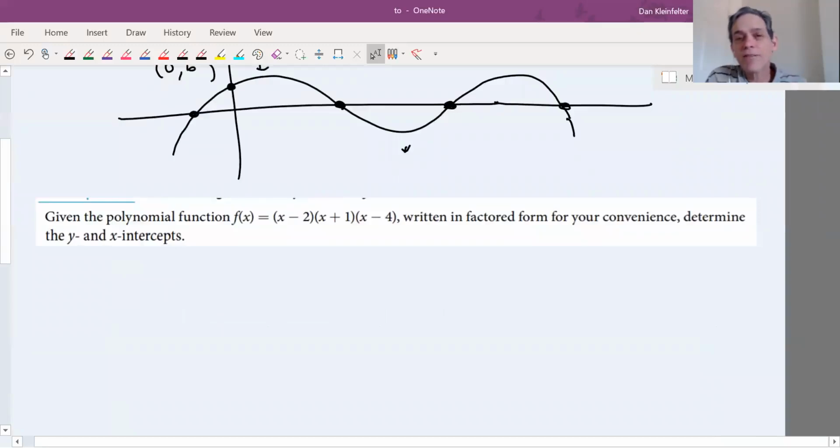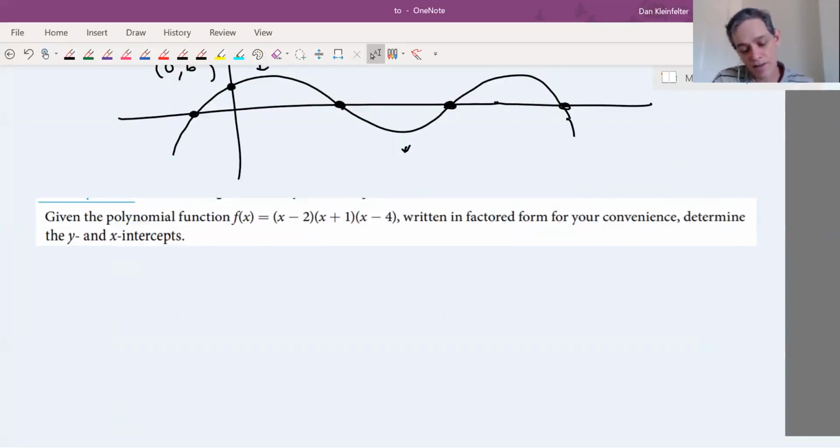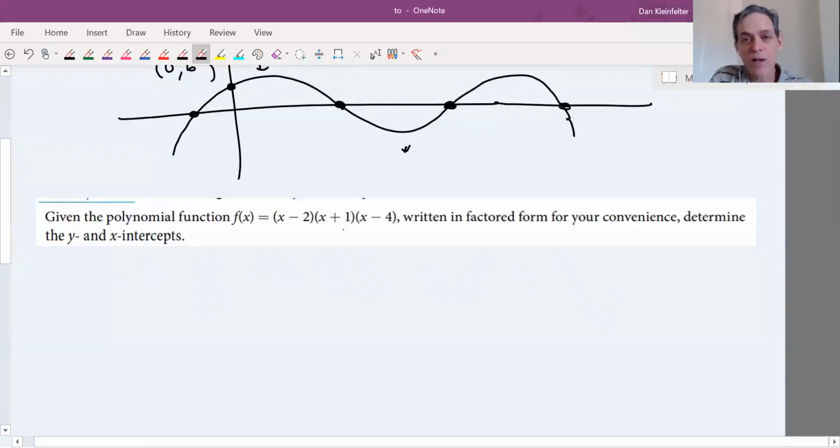Okay, if we're given a function in factored form, we want to see if we can figure out some of these features. So we're going to first determine the y and x intercepts of this function, x minus 2, x plus 1, x minus 4.